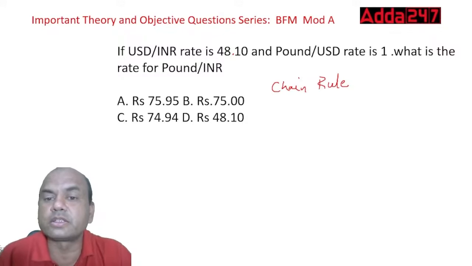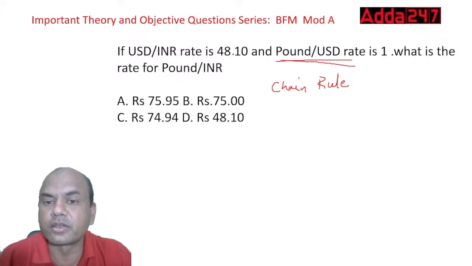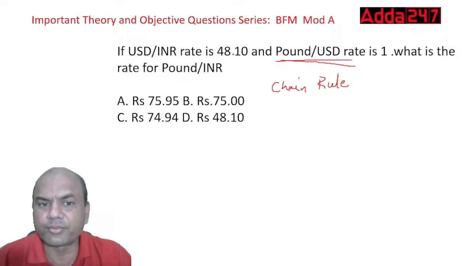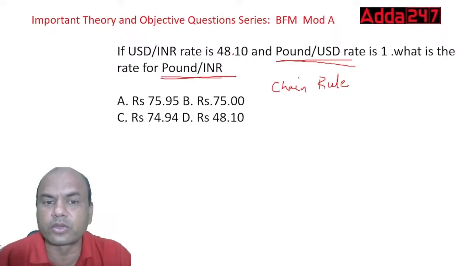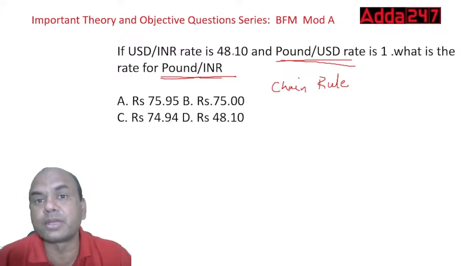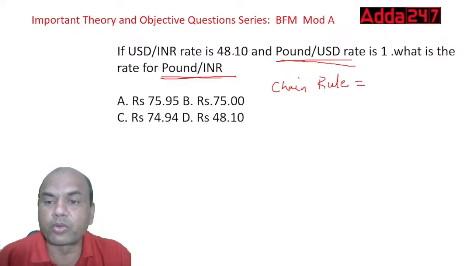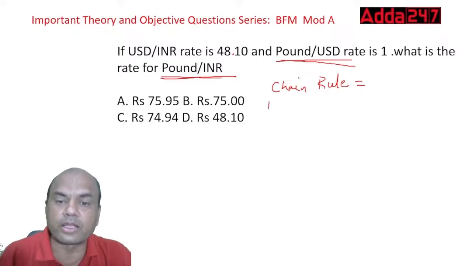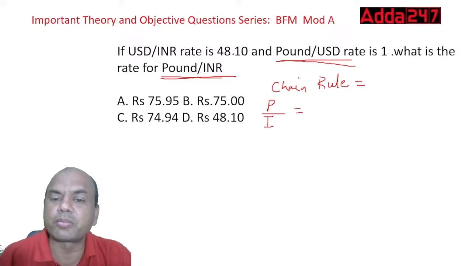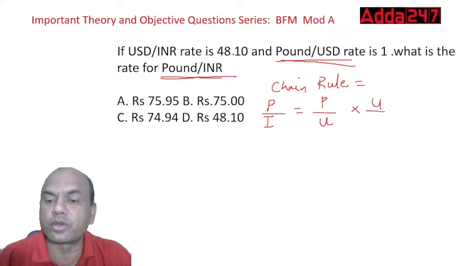When you don't know the rate of any currency vis-a-vis your local currency, means this pound to INR, do you know the rate of pound to INR here? No. But you have the other rates, some base currency rates. So what do we do? We use the chain rule. We use it like this. You want pound to INR, I'll write it P to I. It will be pound to USD into USD to INR. You have studied this chain rule in your JIB also.